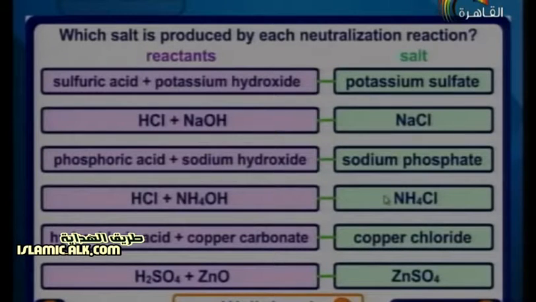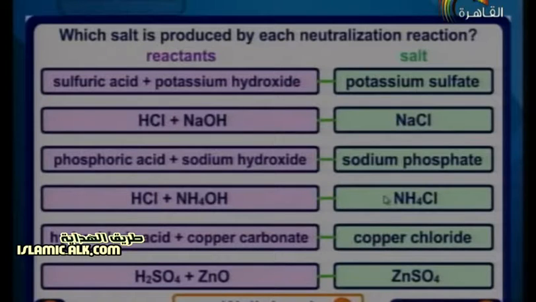Again, sulfuric acid plus potassium hydroxide give us potassium sulfate and water. All of them give us water. And sulfuric acid with the potassium hydroxide, so here this is the potassium sulfate. HCl plus NaOH means NaCl, sodium chloride. So here we have two parts of each one of them: Na with Cl, H with OH forming water.